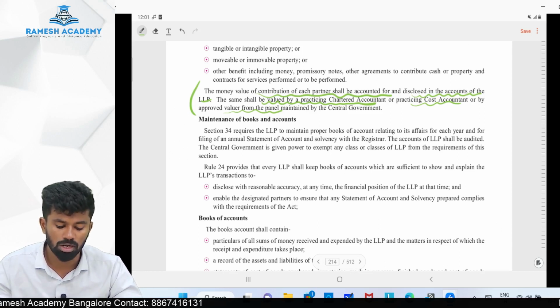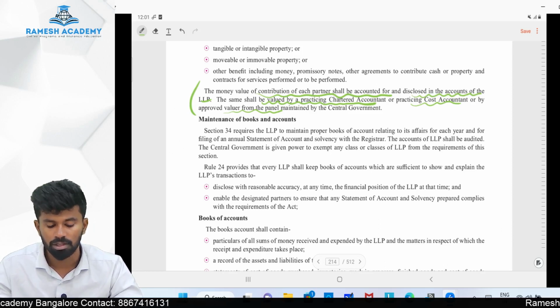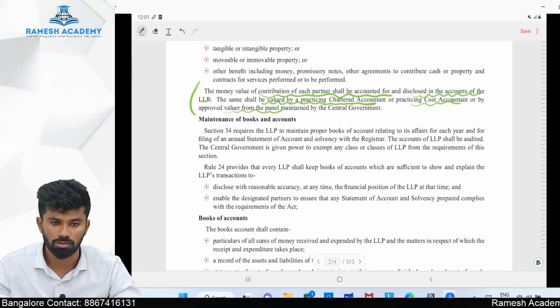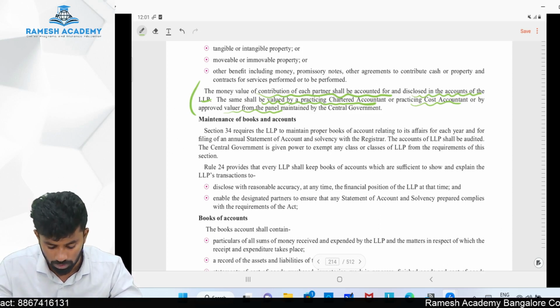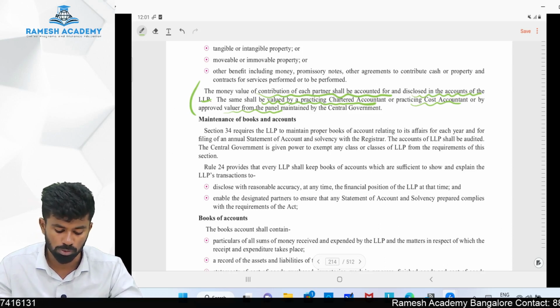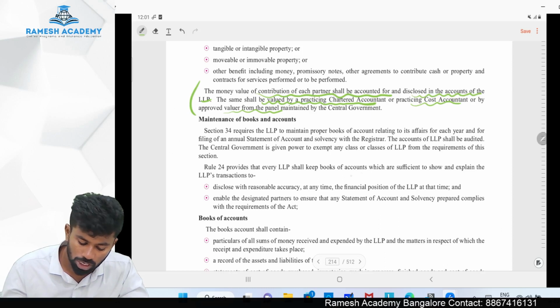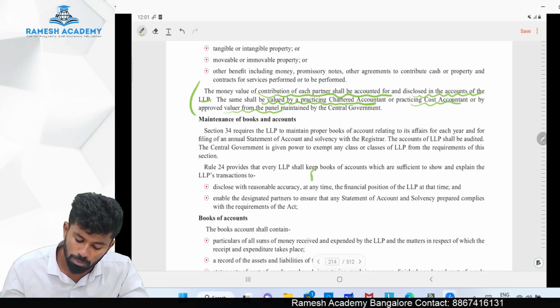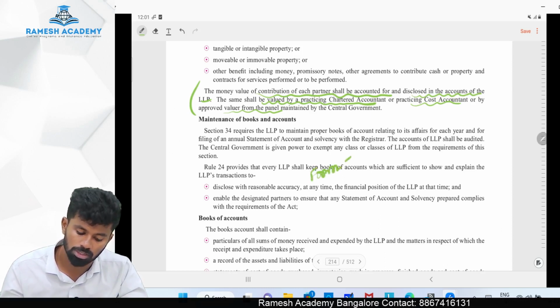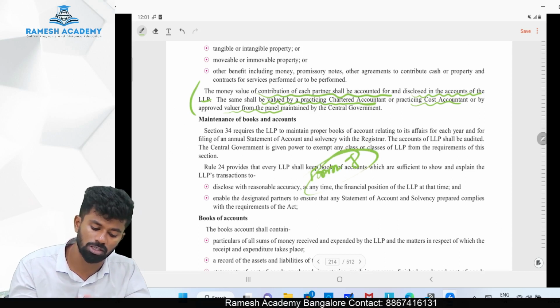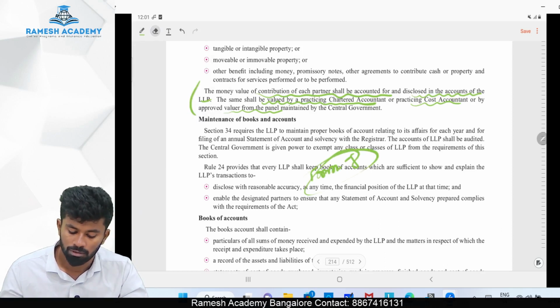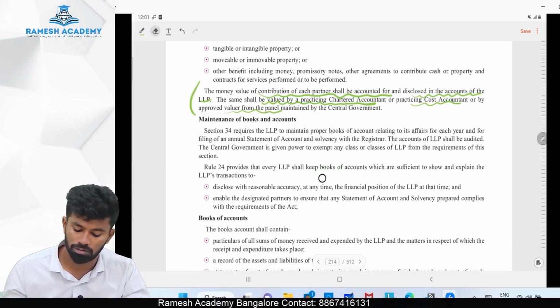Maintenance of books and accounts is important. Every LLP shall maintain the books of accounts, and these books of accounts shall be audited only if the turnover goes beyond 50 lakh rupees. The LLP shall file Form number 8. Form 8 is the statement of accounts and solvency. This has to be filed within 6 months from the end of the financial year.